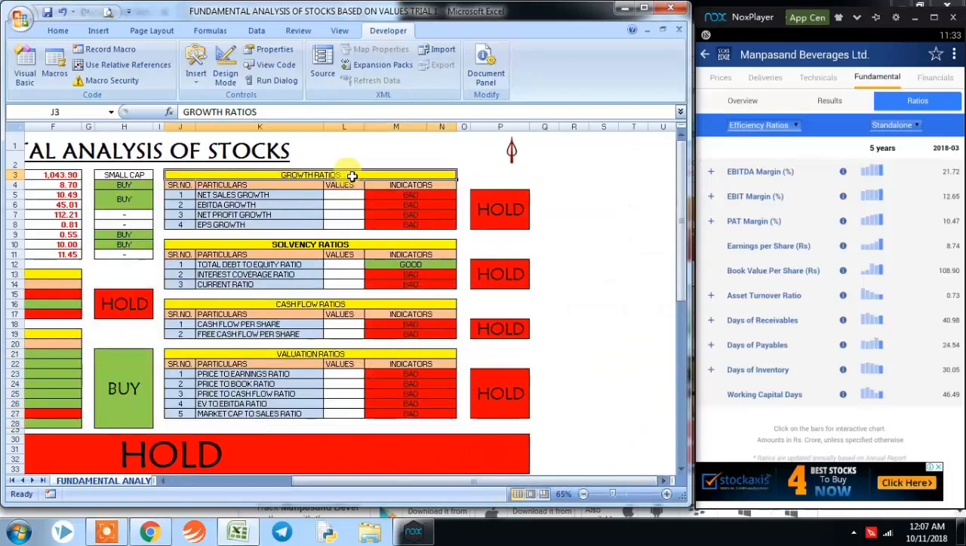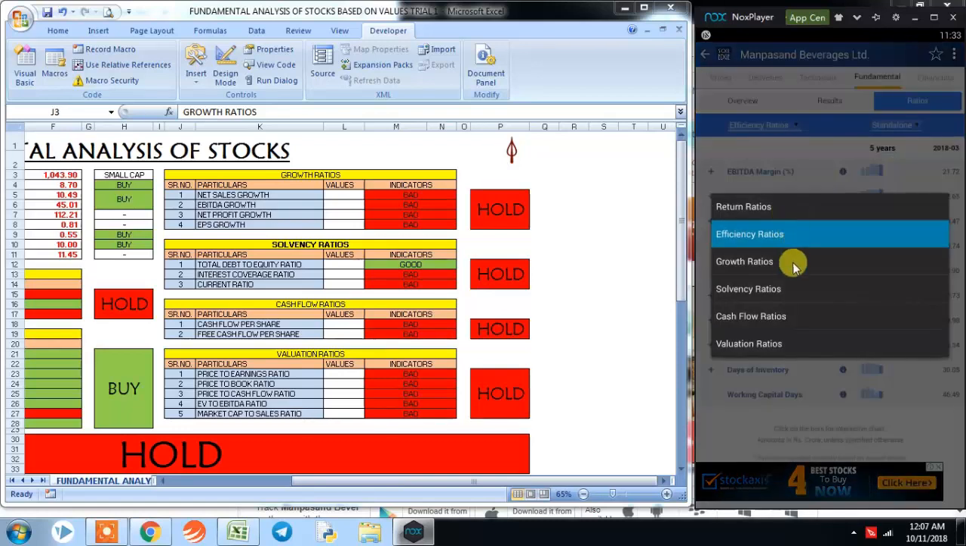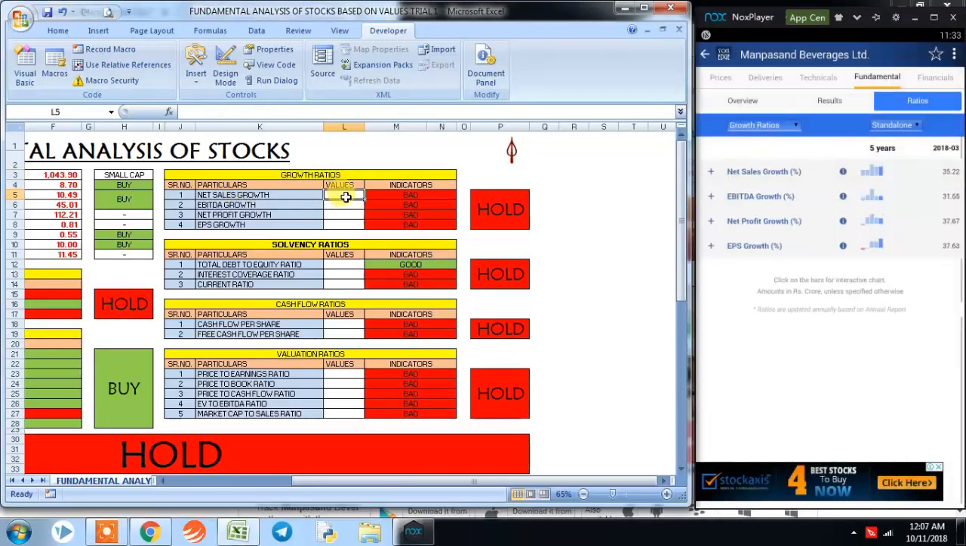Now coming on to growth ratio, the first is net sales growth, which is 35.22. EBITDA growth is 31.55. Net profit growth is 37.67. And EPS growth is 37.63. So overall growth ratio has given us a signal to buy this stock at this point of time.